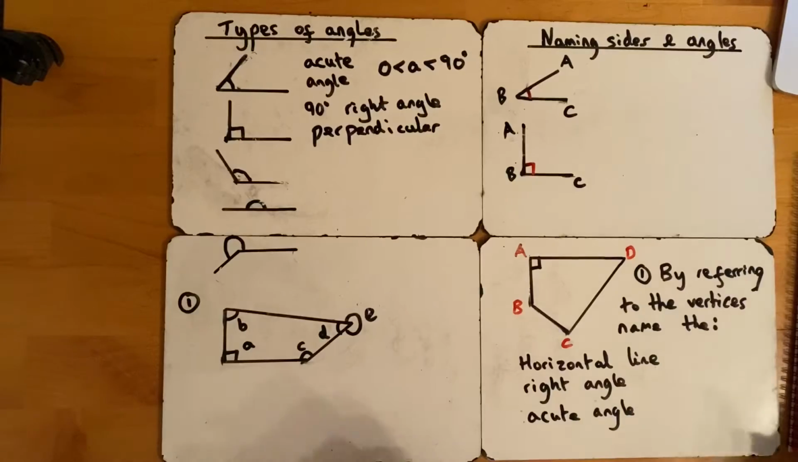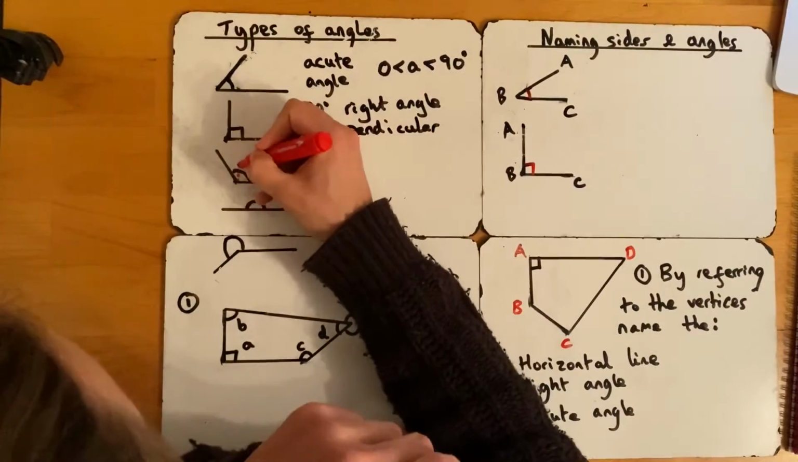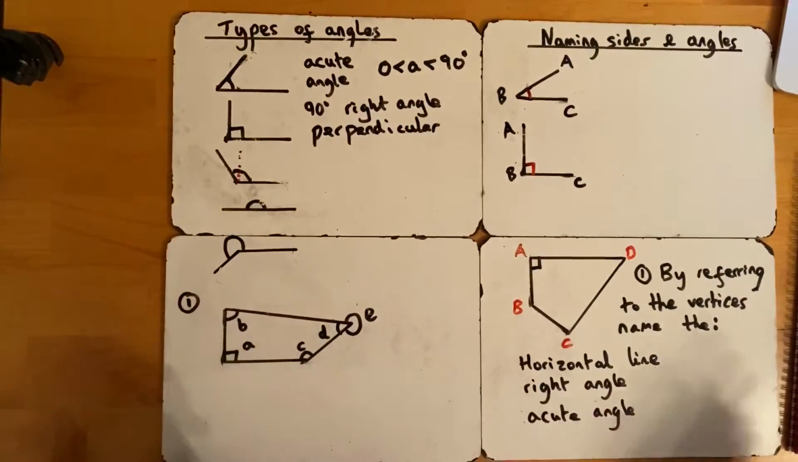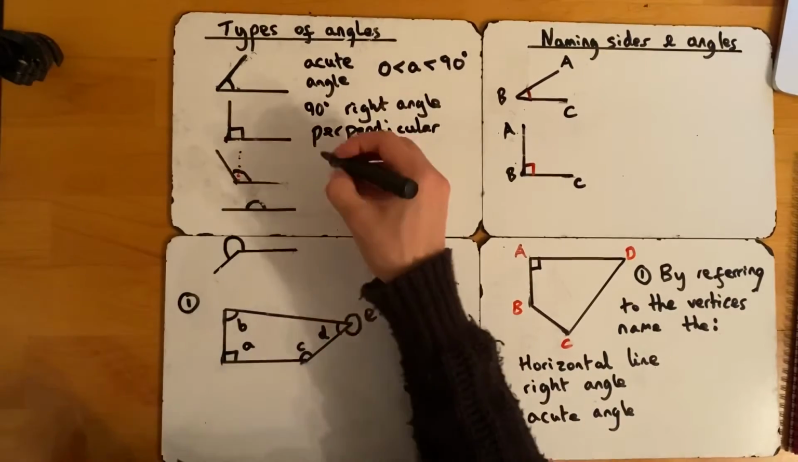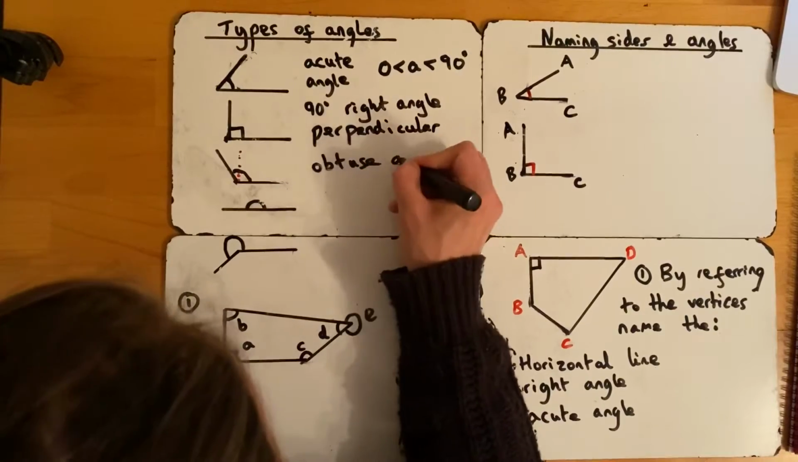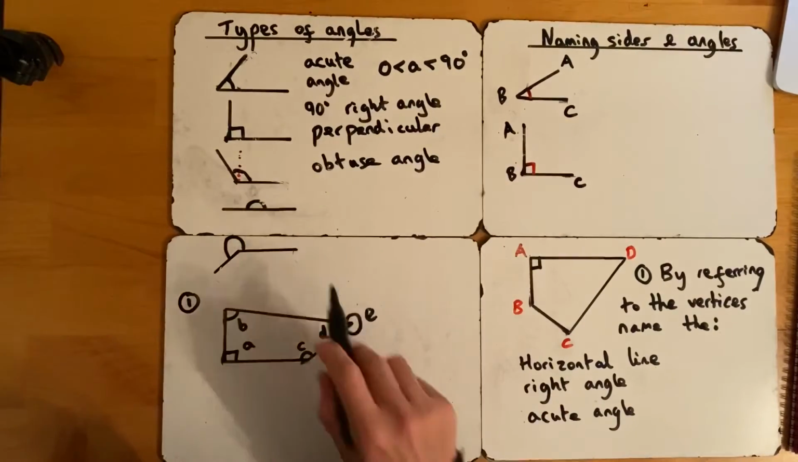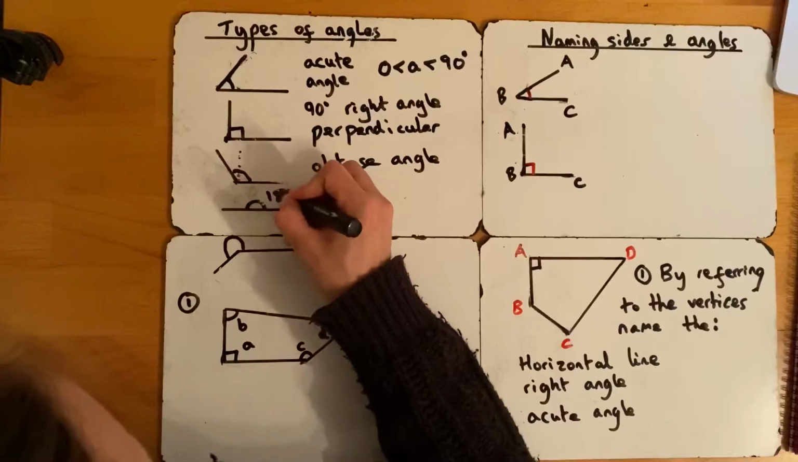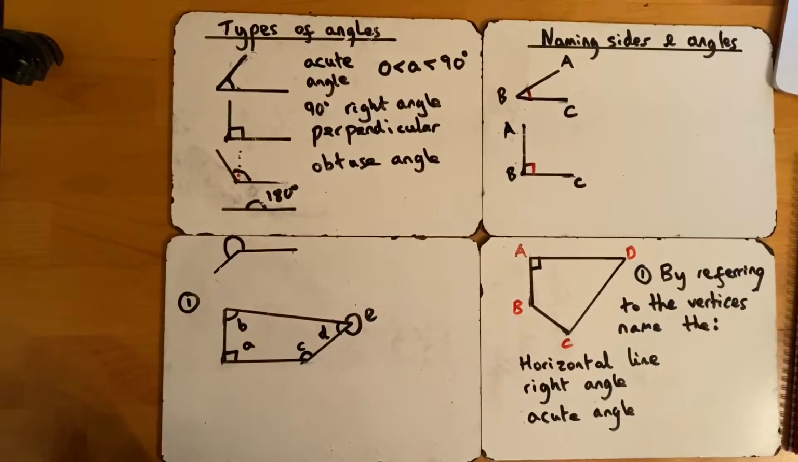Now, this one here. So if I were to put a dotted line straight up, you can see it's a bit more than 90 degrees. So an angle that's a bit more than 90 degrees is called an obtuse angle. This one here is a straight line. A straight line we can put as 180 degrees.